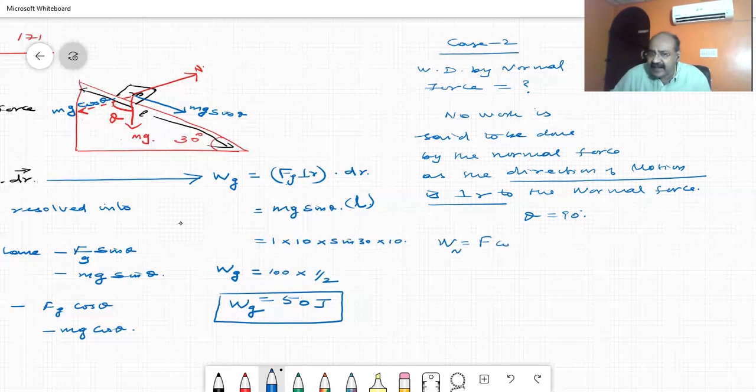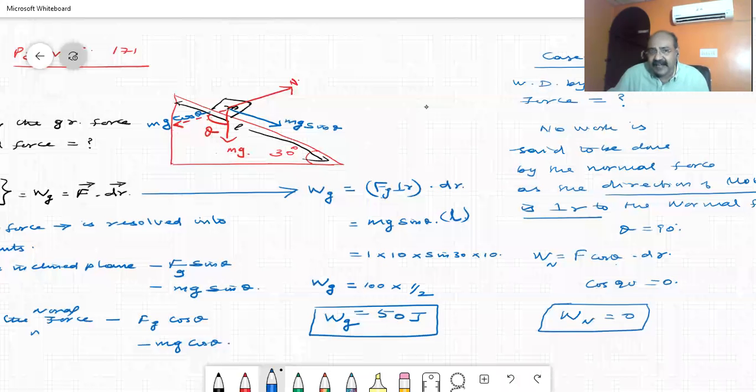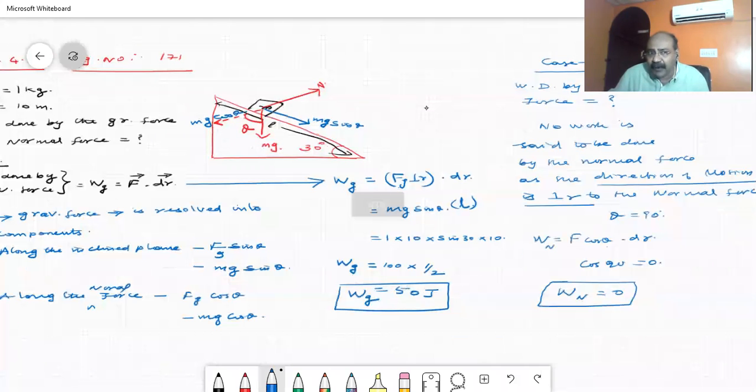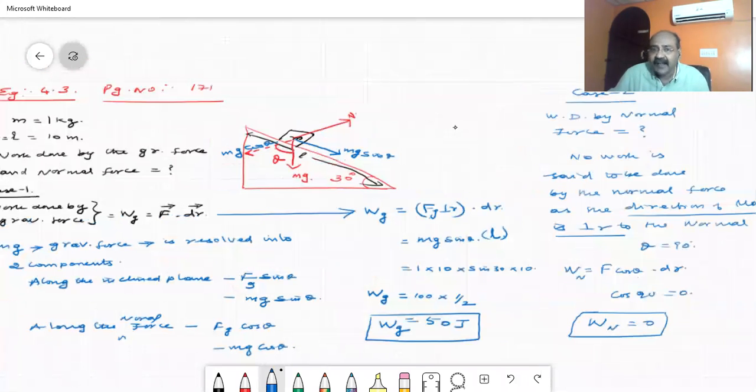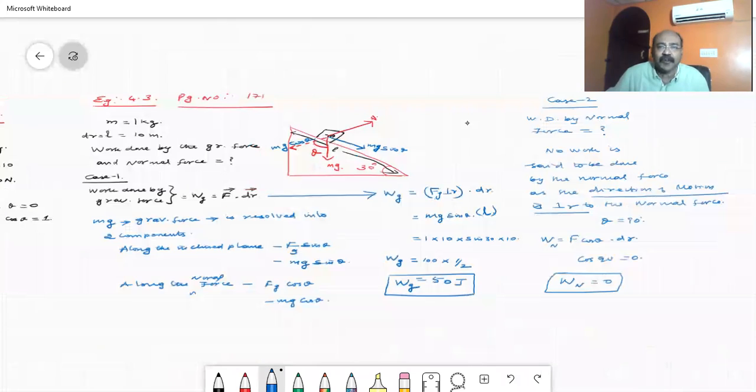is F cos theta into dr. Theta becomes 90 means cos 90 is equal to 0. So the work done by that normal force is equal to 0. This we are considering as problem number 4.3.